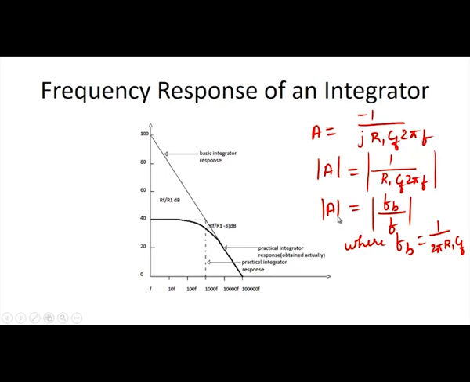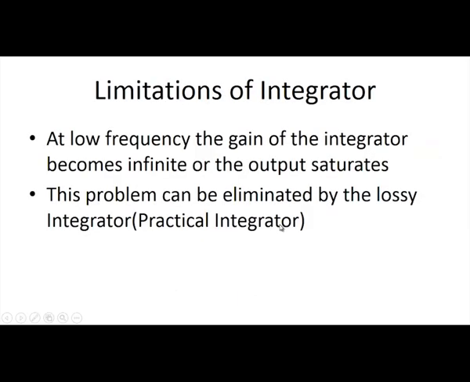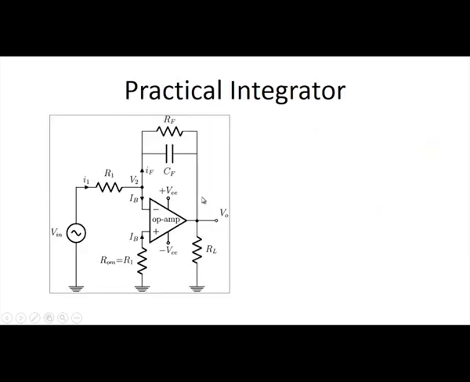And this is the disadvantage of the ideal integrator. Here the gain should not go to infinity, or it should not saturate for an integrator circuit. So we have to do some compensation. So we are going for the practical integrator circuit, where the only difference between the ideal integrator and the practical integrator is this resistance RF, which is connected parallel to the capacitor CF. The remaining connections are the same.